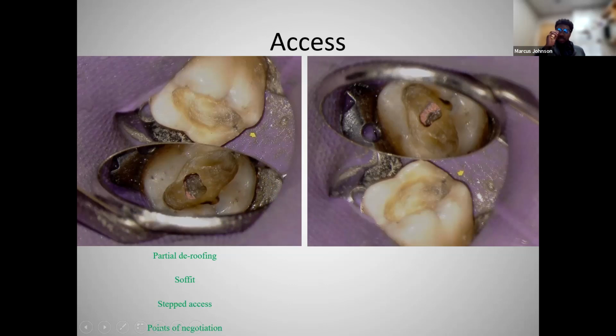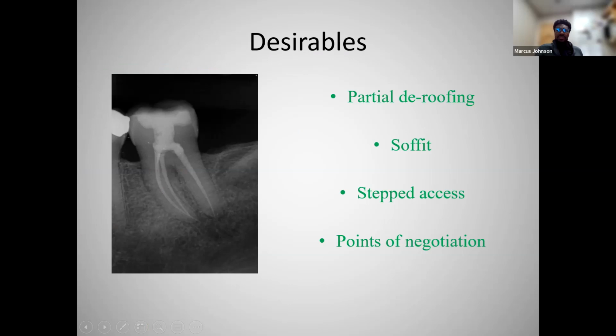And because I'm using high flex EDM files, which allows me to have increased flexibility and resistance to fracture up to 700% than comparable files, I have confidence in navigating and negotiating these points of negotiation to clean and shape the canal. You can see here's the obturation, and of course, final completion.